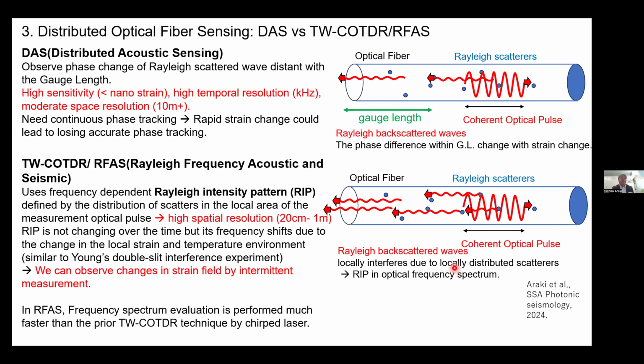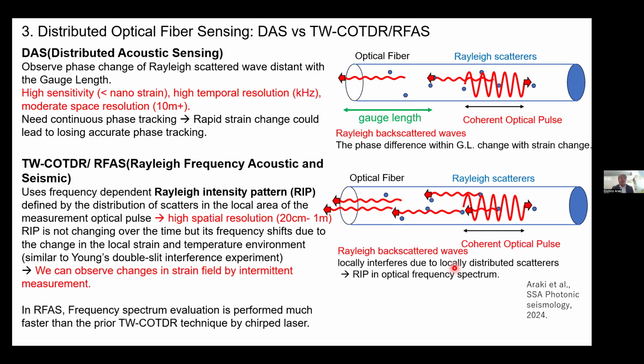This principle is similar to Young's double-slit interference experiment. Interference between Rayleigh scatter waves, determined by the geometry of scatterers, produces a unique and stable pattern. When strain alters the geometry, the interference pattern shifts in optical frequency.